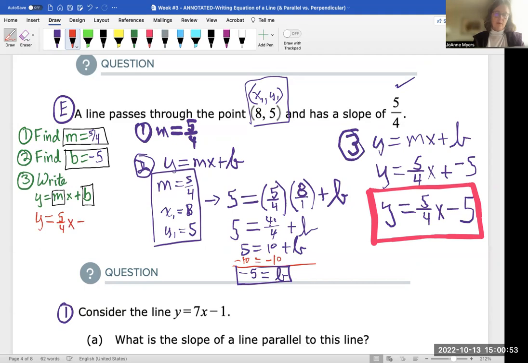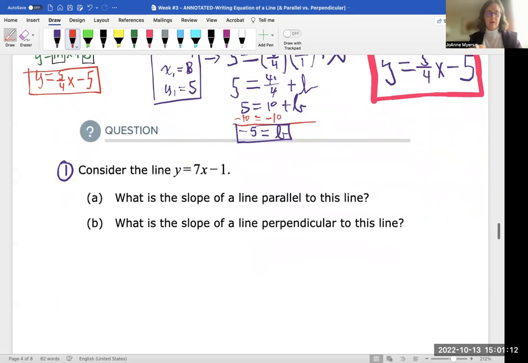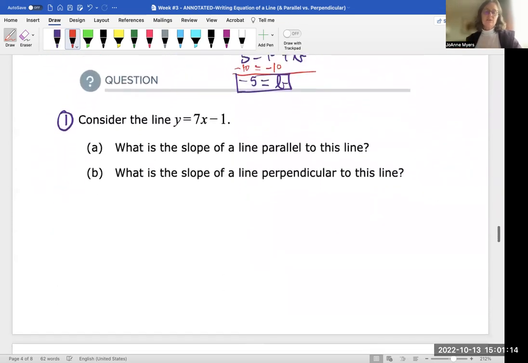So you know you are done when you have an equation that has an x and a y in it. If it's x equals, it's just a vertical line. If it's y equals, it's a horizontal line. If it's any line other than vertical or horizontal, you can rewrite it in the form y equals mx plus b. All right, so now consider this line, y equals 7x minus 1.